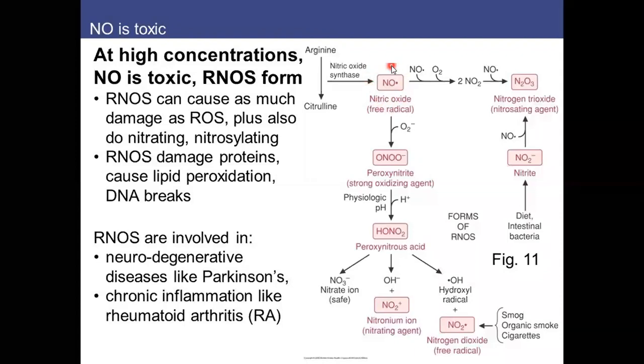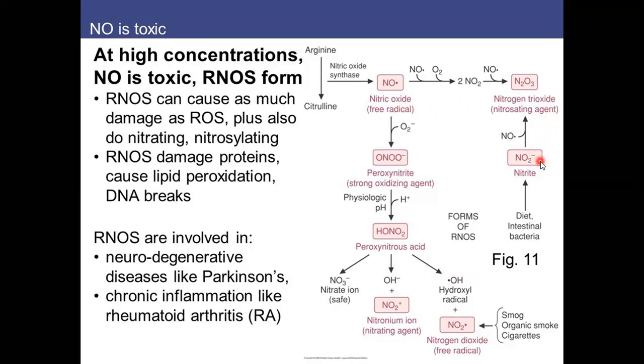Okay, so this is when the nitric oxide is formed. Later we're going to talk about the mechanism of synthesis of the nitric oxide. But when it's formed, it can combine with another nitric oxide radical and oxygen to form later on the nitrogen trioxide. It can combine with the superoxide anion to form peroxynitrite, and the peroxynitrous acid that can give rise to the formation of the nitronium ion and nitrogen dioxide with the hydroxyl radical. So these are the different forms of the reactive nitrogen oxygen species.